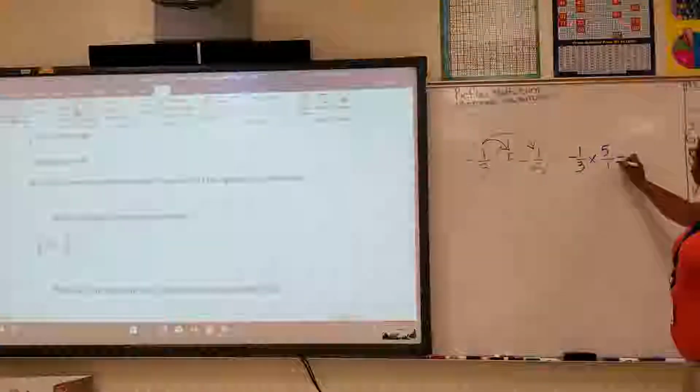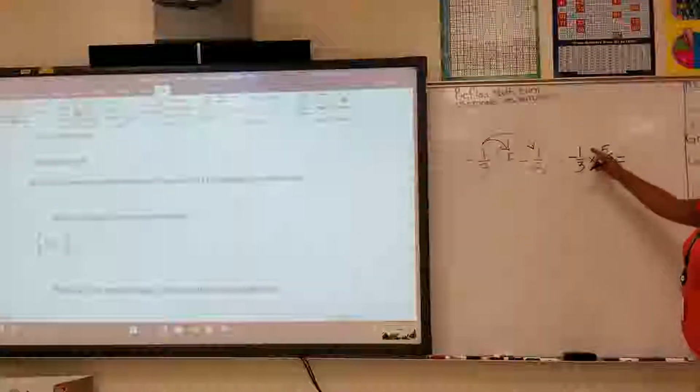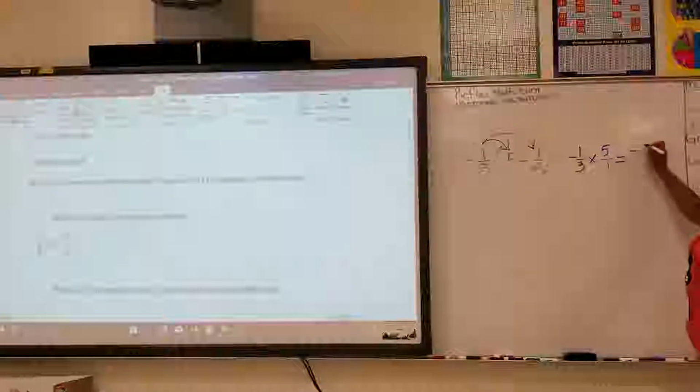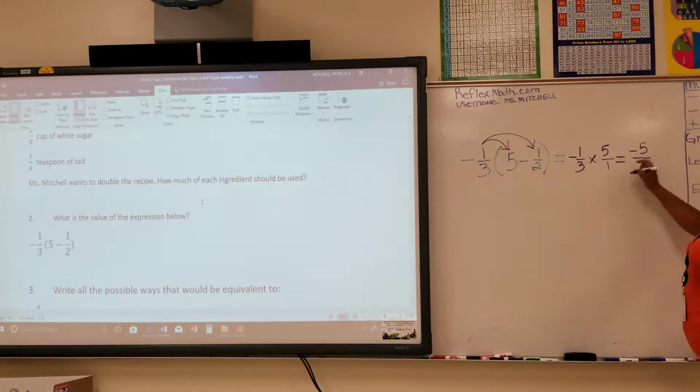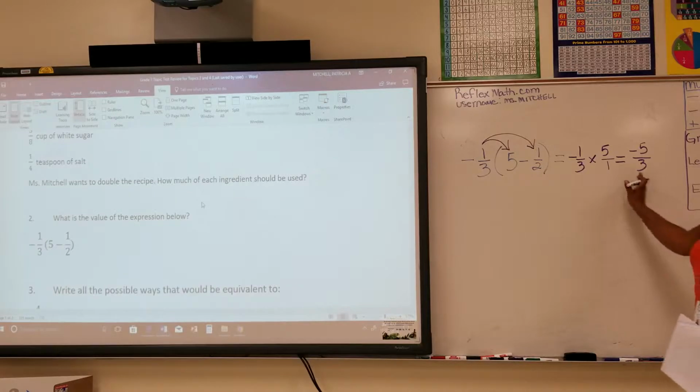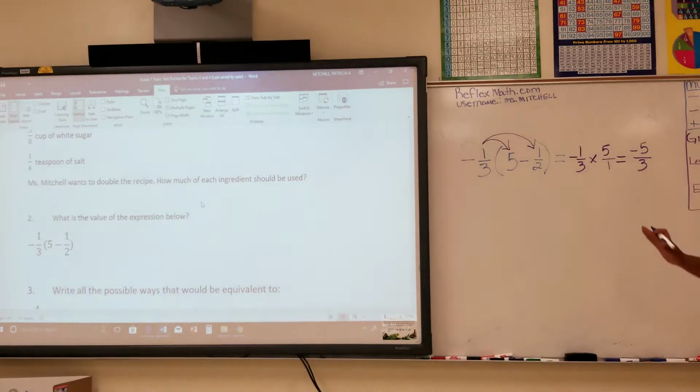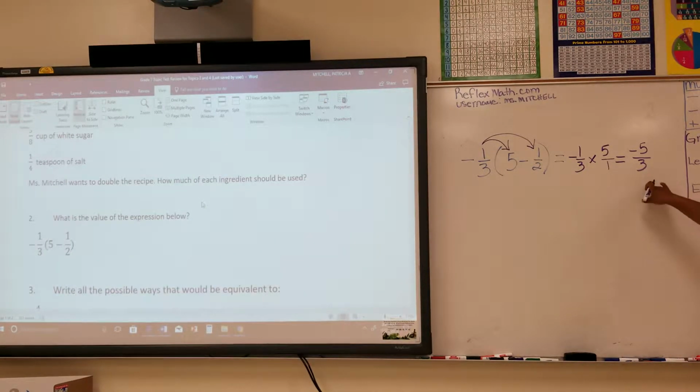And remember, we multiply straight across. -1 times 5 will give us -5. 3 times 1 will give us 3. Being that we're not done, because remember, we still have to plug this back in here, leave it as an improper fraction, okay? Do not turn this into a mixed number because we have to turn it right back into an improper fraction to complete the problem, okay?